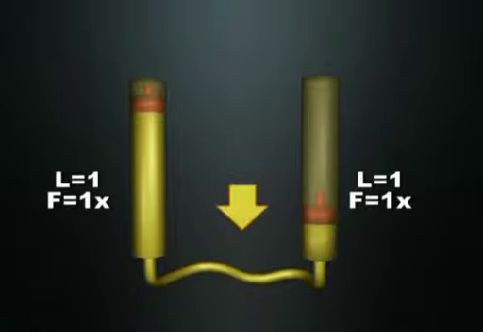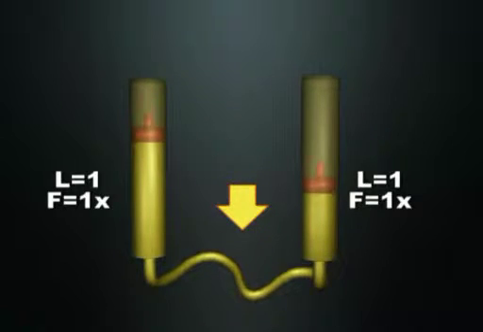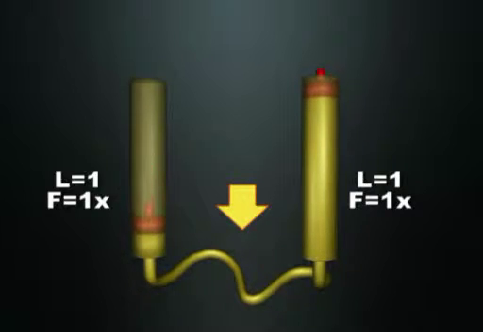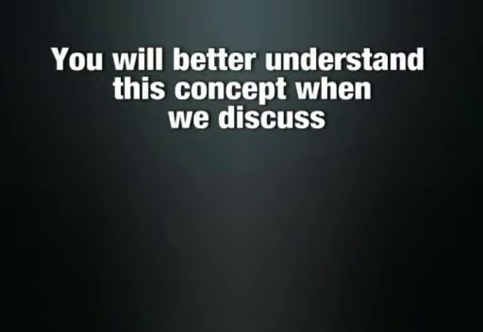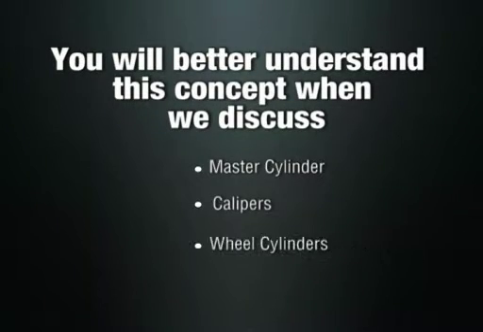Since hydraulics transmit pressure equally and uniformly, the piping connecting each component can be of any length and shape, since the same amount of force generated at the origin arrives at the destination. Like we saw using the seesaw, hydraulics can easily multiply forces. You will better understand this concept when we discuss master cylinders, calipers, and wheel cylinders.